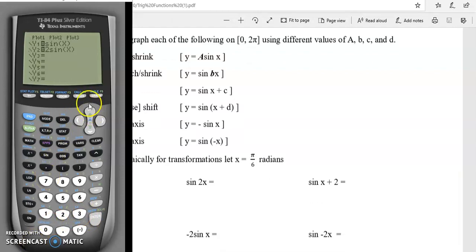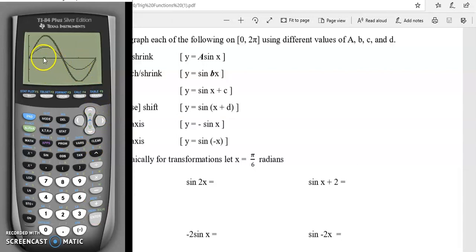I'll just do a few of the graphs with you here just to give you an idea of what I'm talking about. So I'll graph 2 sine of x in the same window, and I'll make that graph thicker so we can see it come in. So sine of x is already there. Here's 2 sine of x.